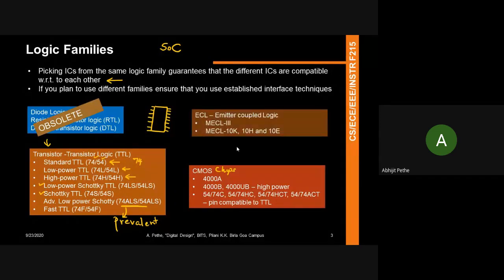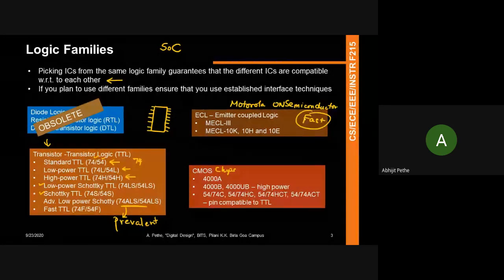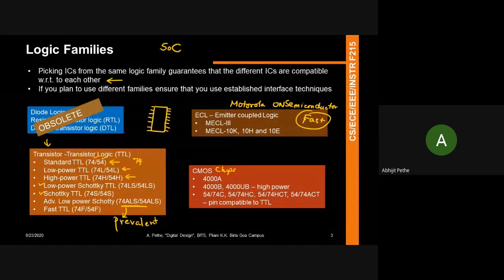And finally, another very popular technology which is used a lot is emitter coupled logic. This was designed at Motorola, and now ON Semiconductor makes these chips. These are the fastest chips. So generally, if you want a very fast design, you would use ECL chips. A couple of subfamilies for the ECL chips are the MECL 10K, MECL 10H, and MECL 10E. If you go out on Google and look for these chips, you'll be able to look at the data sheets pretty easily.